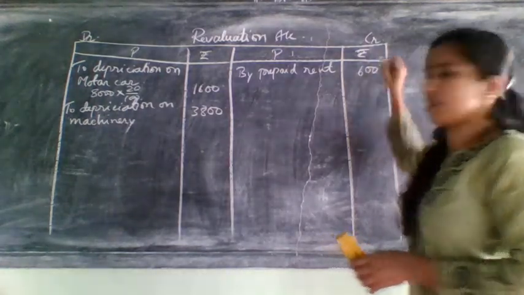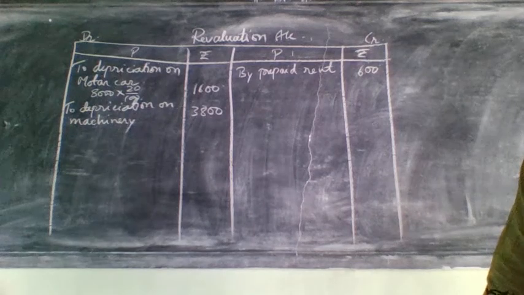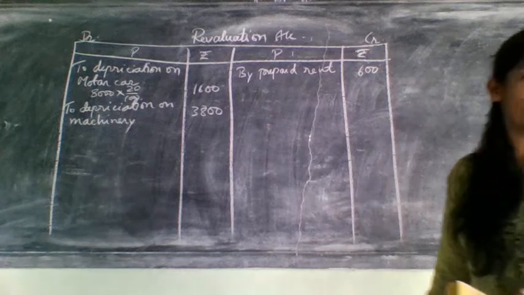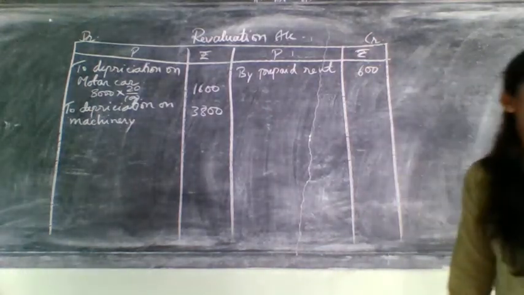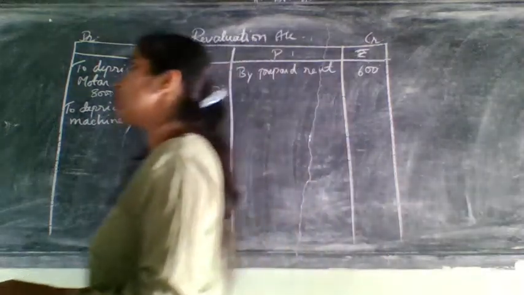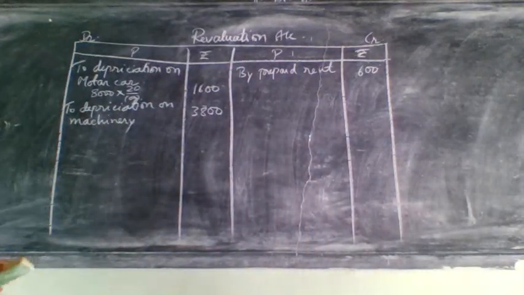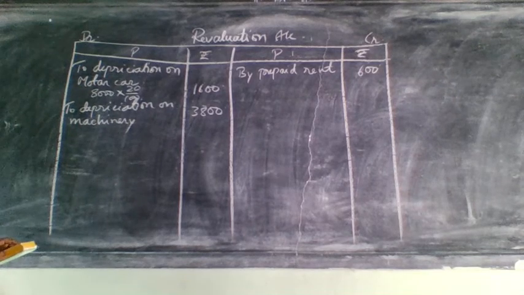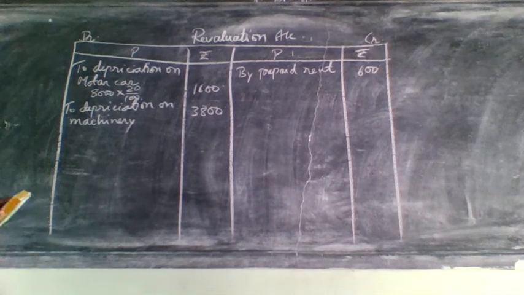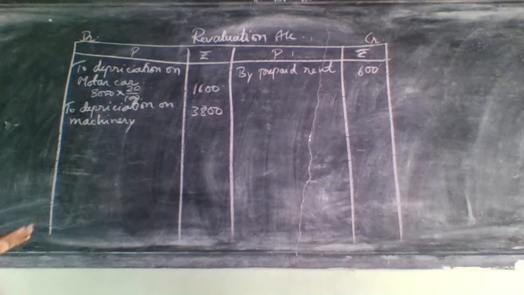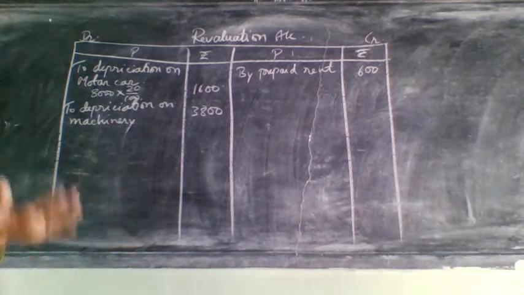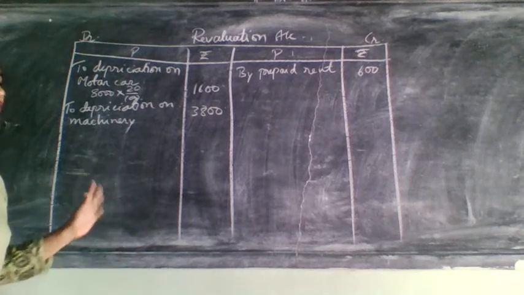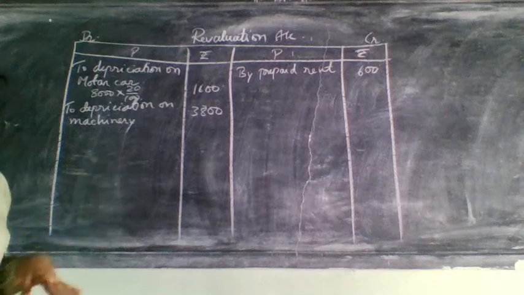That is 600. Next one, provision for doubtful debt is to be maintained at 10%. They have not told you whether it is increased or reduced. Just maintained. Maintained usually means that it was increased. When they say maintained, you need to compare with the old balance sheet, and then come to the conclusion whether it is increased or decreased.